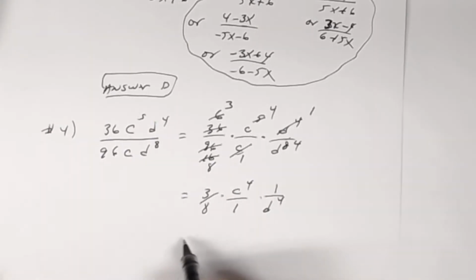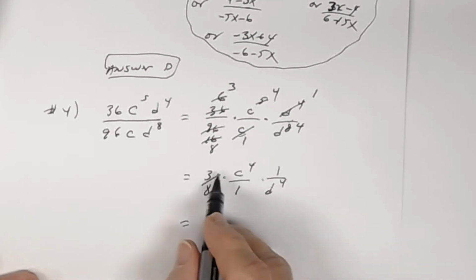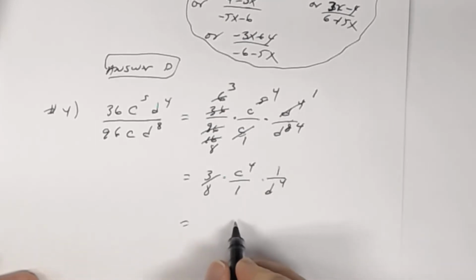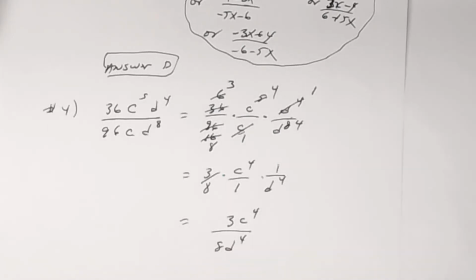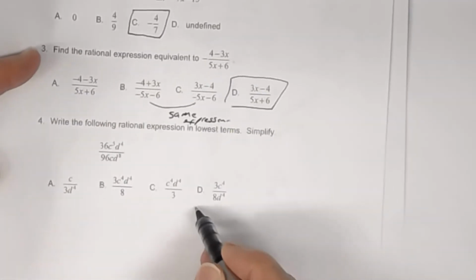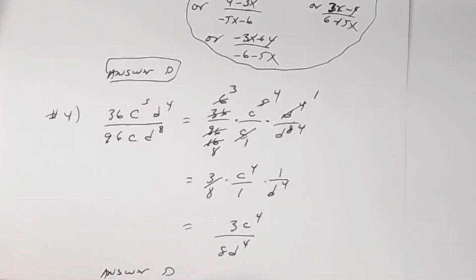Now you have to write your answer as one fraction. You have 3 fractions that I've written here. As one fraction, I get 3 times c to the 4th times 1, which is 3c to the 4th, and then 8 times 1 times d to the 4th, which is 8d to the 4th. So for number 4, it looks like the answer would be D. So the answer is D.